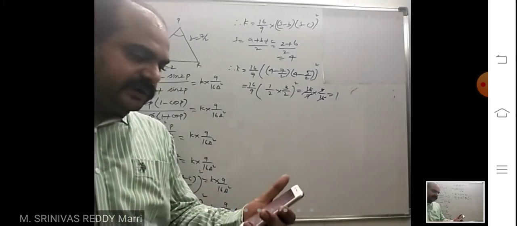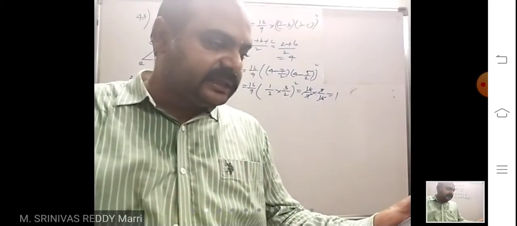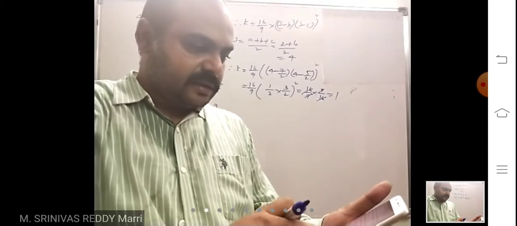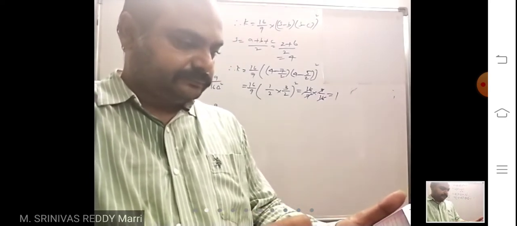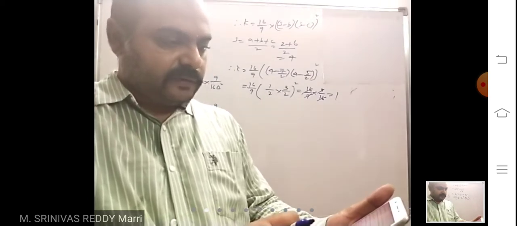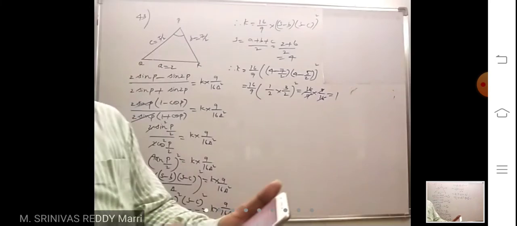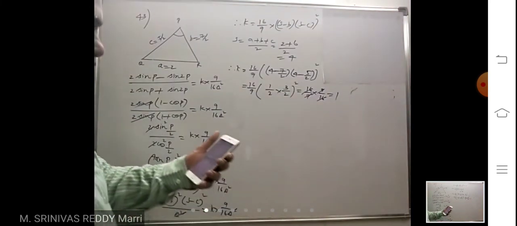44 is out of syllabus. You will be given add score. 44 is not in this chapter. Next, 45. 45, look at 45.